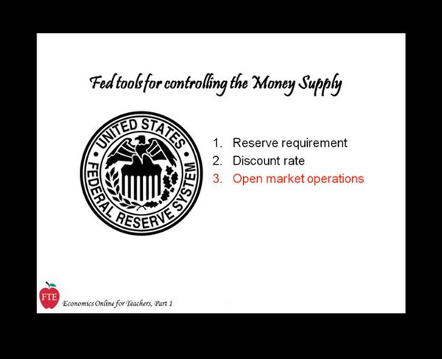While the reserve requirement and the discount rate get the most play in textbooks and news reports, the Fed actually uses open market operations to change the level of total reserves in the banking system on a daily basis in order to manage the money supply. Open market operations is the name given to the Fed's participation in the market for government securities.